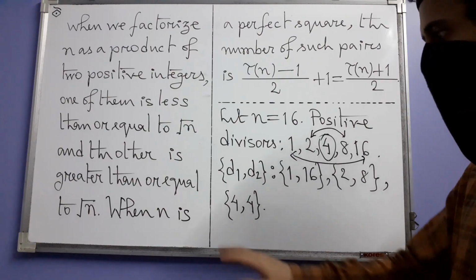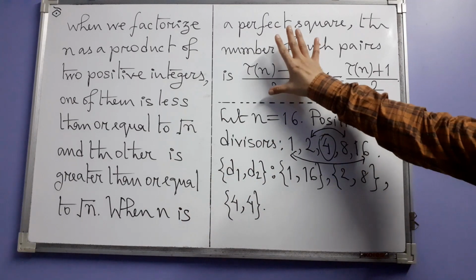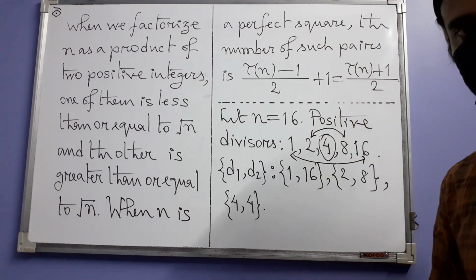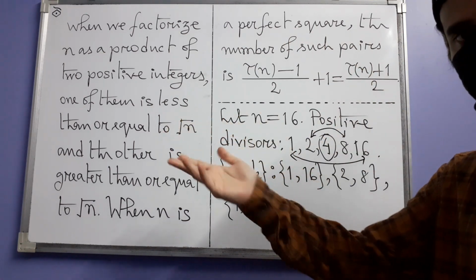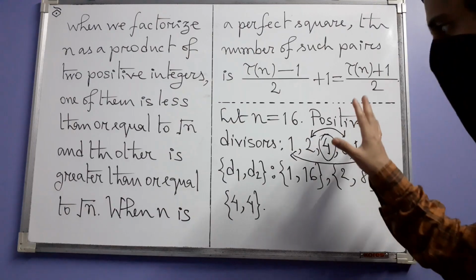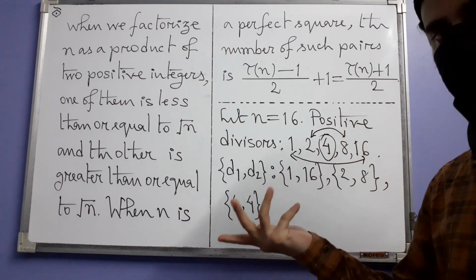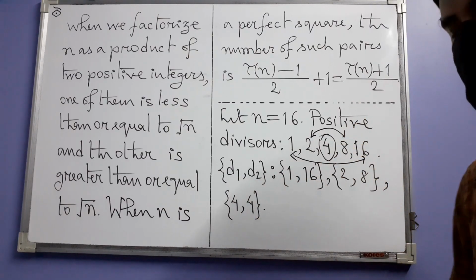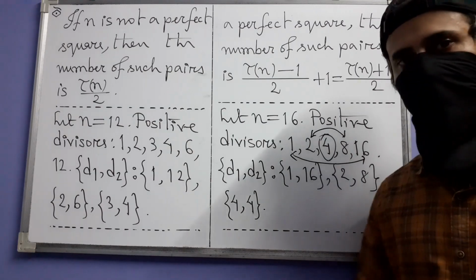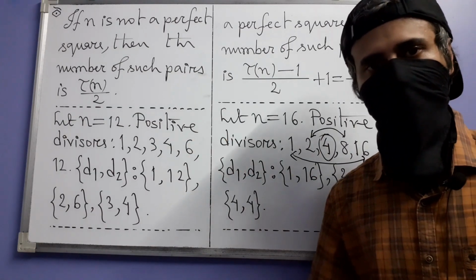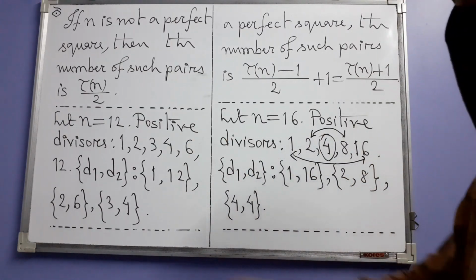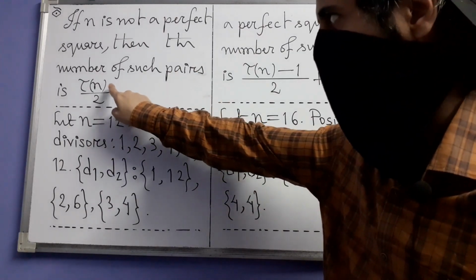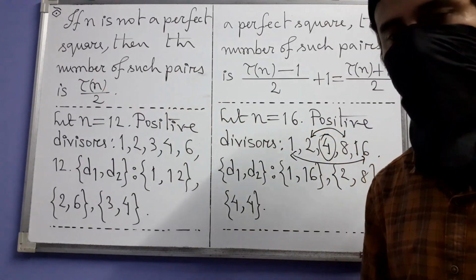Alright. So now there is no confusion about this line at least. We still don't know where all these things are going, but let's just go with the flow and see where it leads us. Next we consider that other case where n is not a perfect square, and in this case the number of such pairs is simply tau of n divided by 2.